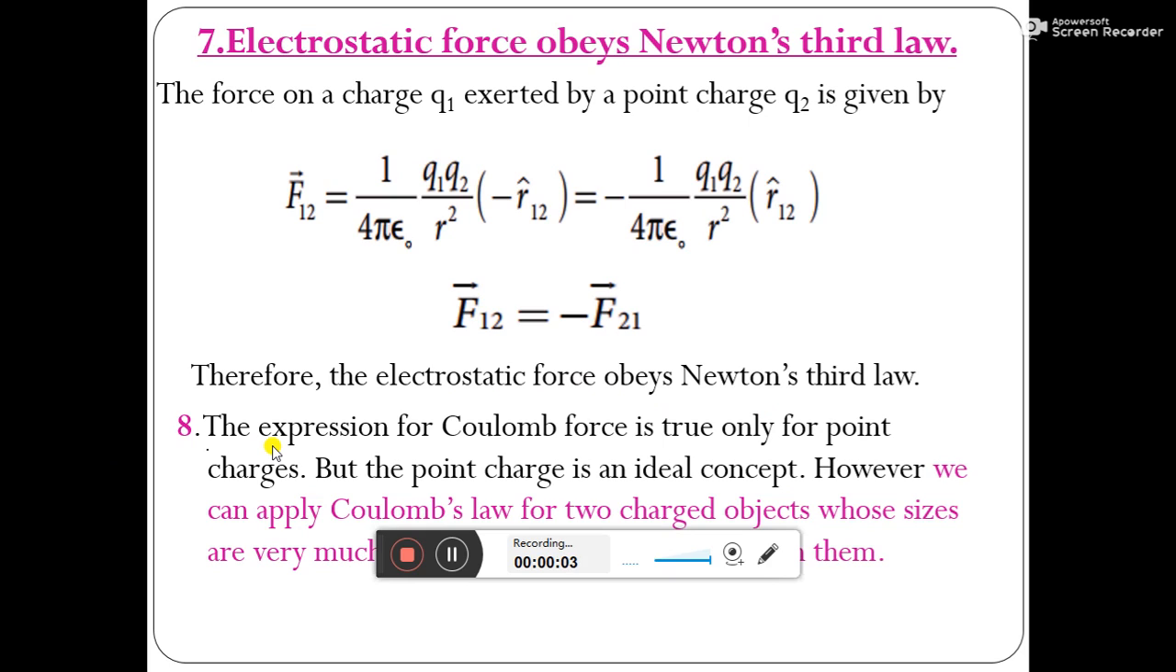The last one is, we know that the expression for Coulomb force is true only for point charges. But the point charge is an ideal concept. However, we can apply Coulomb's law for two charged particles whose size are very much smaller than the distance between them, because the distance between the two objects is very much greater than the size of the object. Therefore, you can treat any object as a point charge and you can apply this Coulomb's law for any two objects.